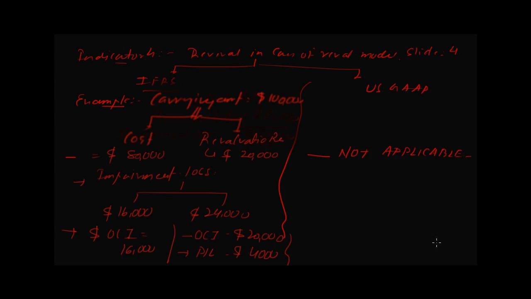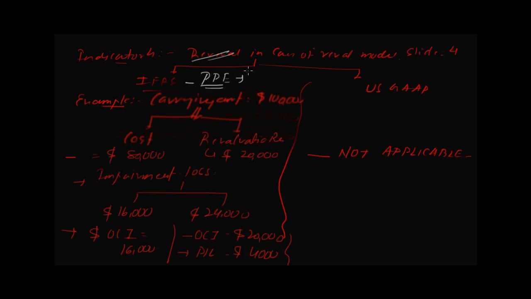The fourth indicator is the requirement for impairment in case of revalued assets. Under IFRS there are two methods that an entity can use in order to account for non-current assets, or basically non-financial assets, or if I simplify, for PPE, there are two methods.